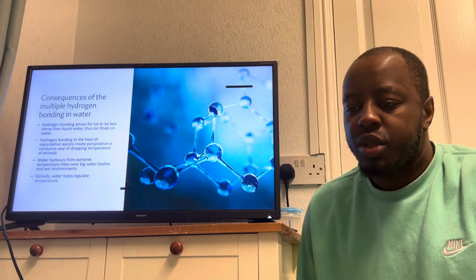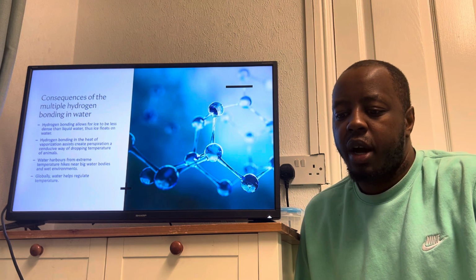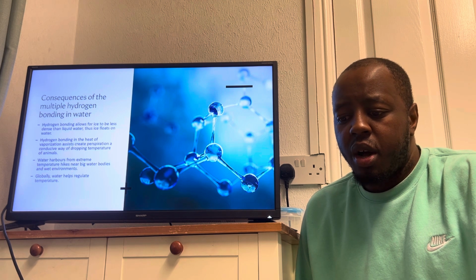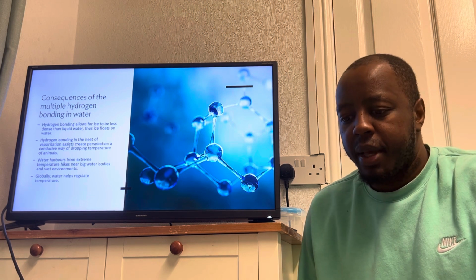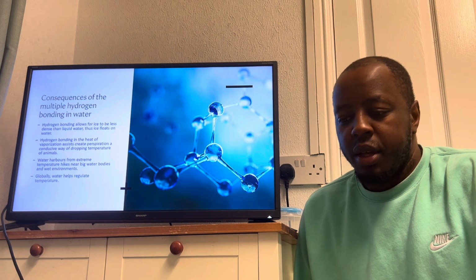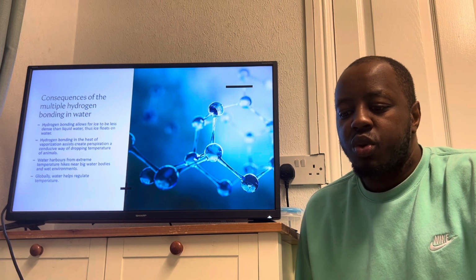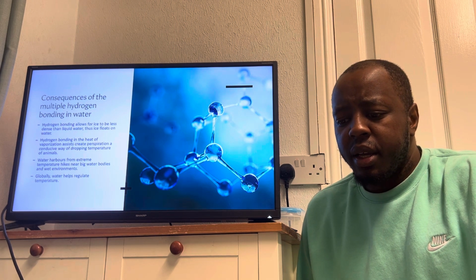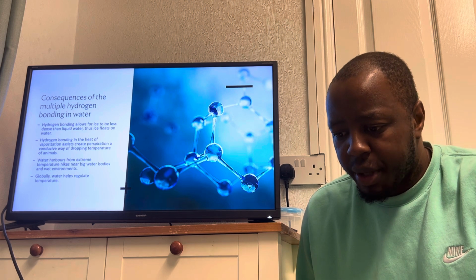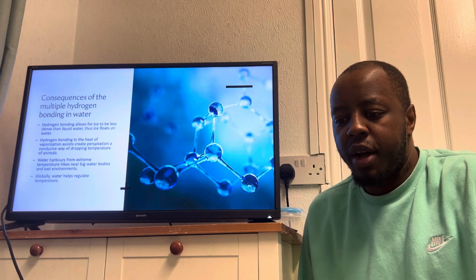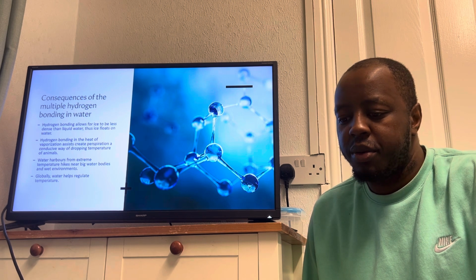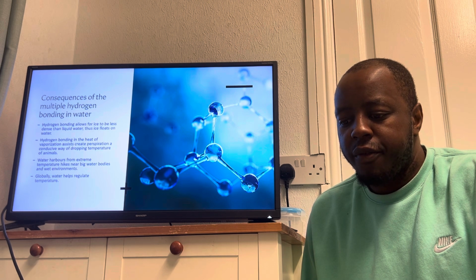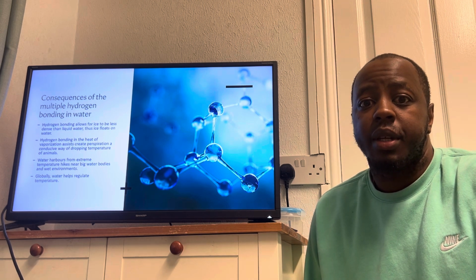Finally, the consequences of the multiple hydrogen bonding in water. So basically, hydrogen bonding allows for ice to be less dense than liquid water, which means the ice will float in water. Hydrogen bonding in the heat of vaporization assists in creating perspiration, a conducive way of dropping the temperature of animals.